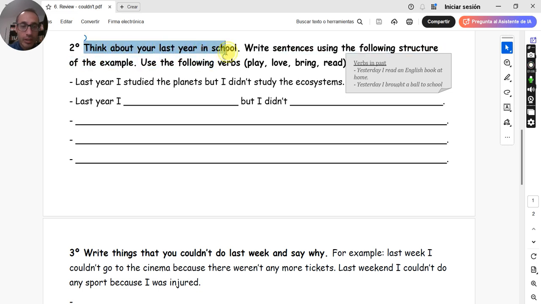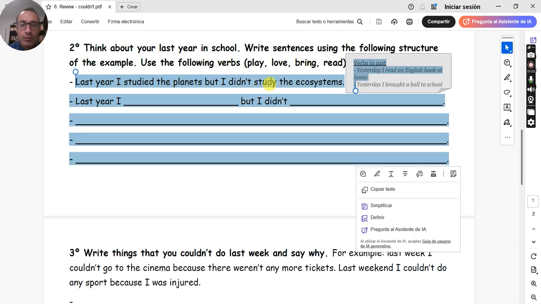Think about your last year at school. Think about your last year at the school, right? And then make sentences in the past about what you did last year at the school using different verbs. For example, you've got here an example, a structure that we can follow. It says: last year I studied the planets, but I didn't study the ecosystems.